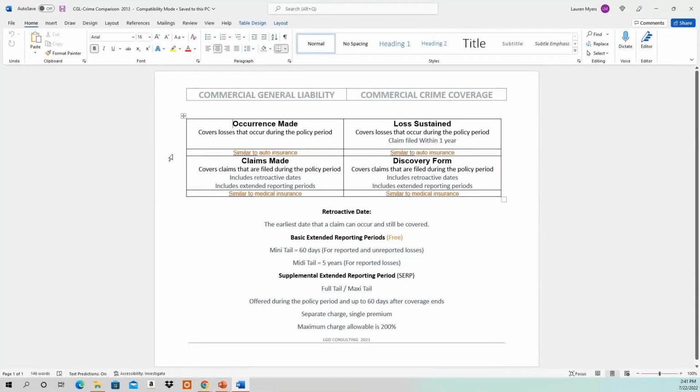If I see burglary, crime, or theft in the question, now my answer is between these two, loss sustained and discovery form, because that's how we write crime coverage. I can eliminate these two answers. So now I'm down to a 50-50 chance of getting that question right.